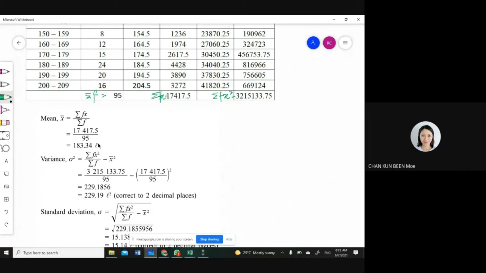Next, we want to find the variance. The mean we are going to substitute into the formula here. So the formula for variance is the total fx squared. Copy down the value here. Divide by the total f. You divide by 95. And then you minus the mean. So why don't they use 183.34 over here? Why don't they use 183.34, but then they use this one? Why?